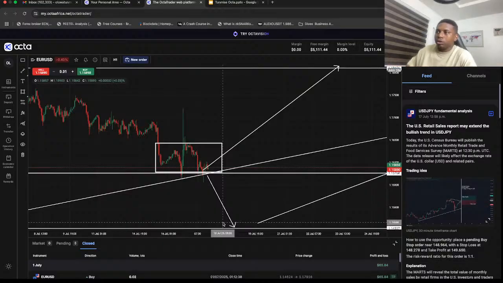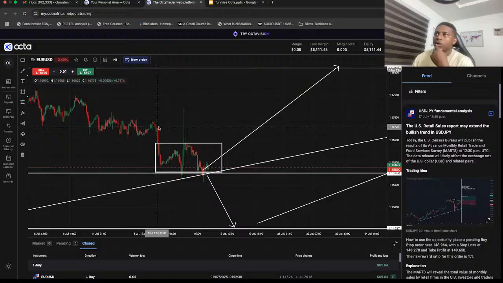Good. Now let's do this. So we're going to set our buy stop above and set our sell stop below. So let's do this.